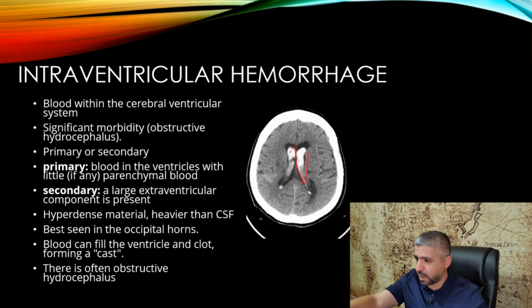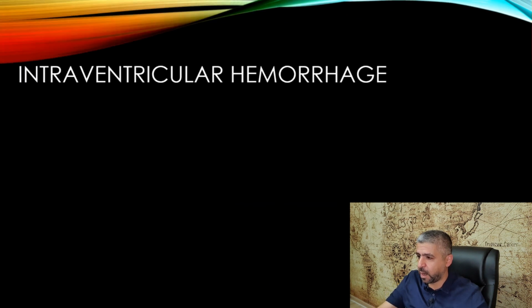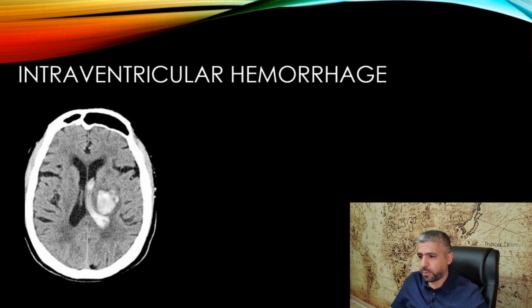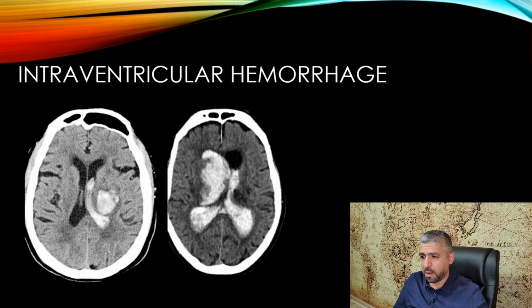You can see here it's a primary intraventricular hemorrhage. There is blood within the ventricle with no blood in the surrounding brain parenchyma. And let's see some other examples. For example, here you can see this is a secondary intraventricular hemorrhage, which is quite common. It's more common than the primary. There is blood within the thalamus here, within the brain parenchyma, and blood within the lateral ventricle. So this is also intraventricular hemorrhage.